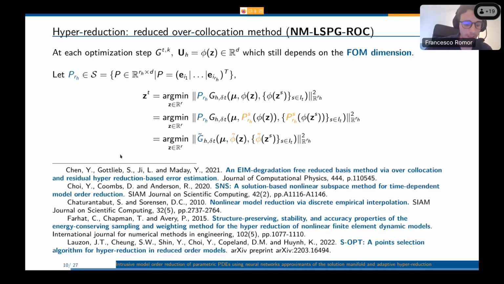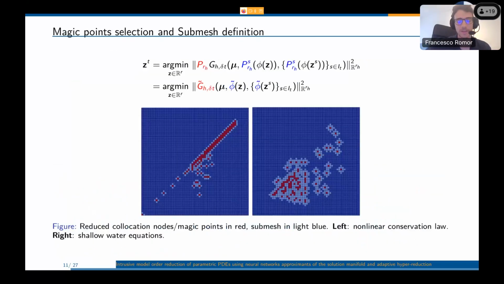Of course, there are many other implementations of hyper-reduction. There is DEIM, there is ECSW, there is GNAT, there is also S-OPT, which improves the point selection algorithm. And yeah, I will show maybe some examples of these submeshes if it's the first time you've seen it. So in red, you see the collocation nodes, so only the nodes in which the residual is evaluated. And in light blue, the cells that make part of the submesh.